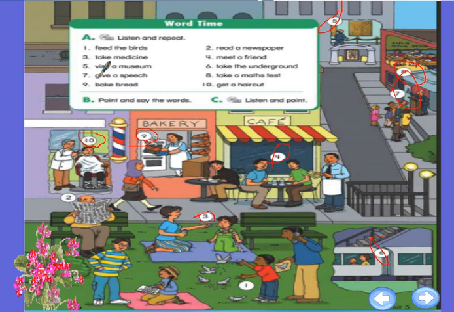Listen again. Number one, feed the birds. Number two, read a newspaper. Number three, take medicine. Four, meet a friend. Five, visit a museum. Six, take the underground. Seven, give a speech.